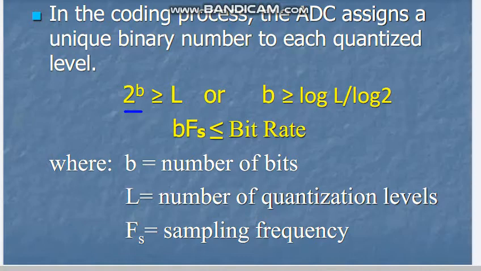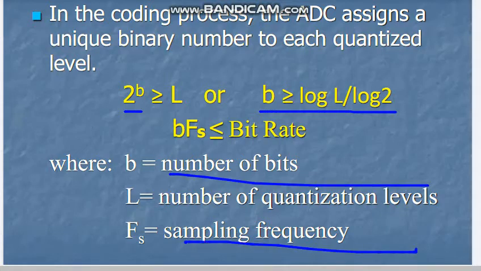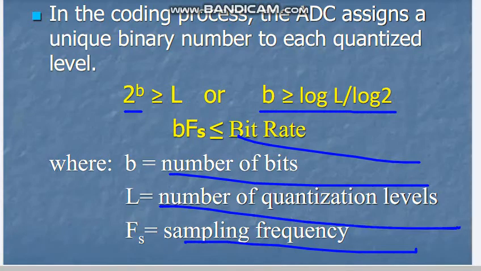And after that, it has been expressed in that kind of equation by taking the logarithm on both sides. Then calculating, we get b times fs, where b means the number of bits and fs means the sampling frequency, is less than or equal to the bit rate. So the number of quantization levels is known as L.